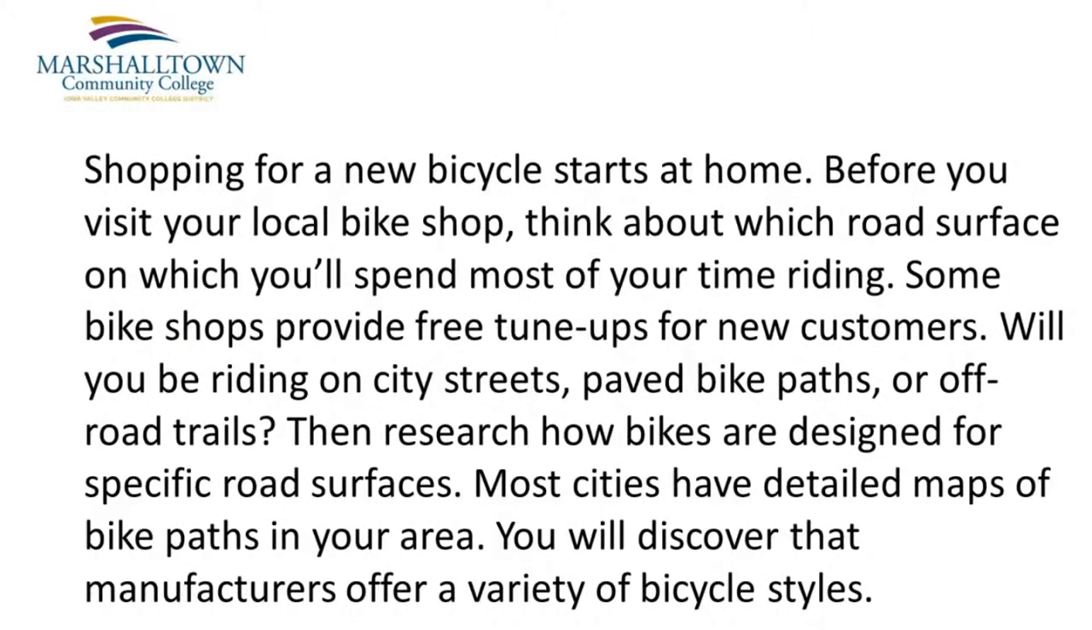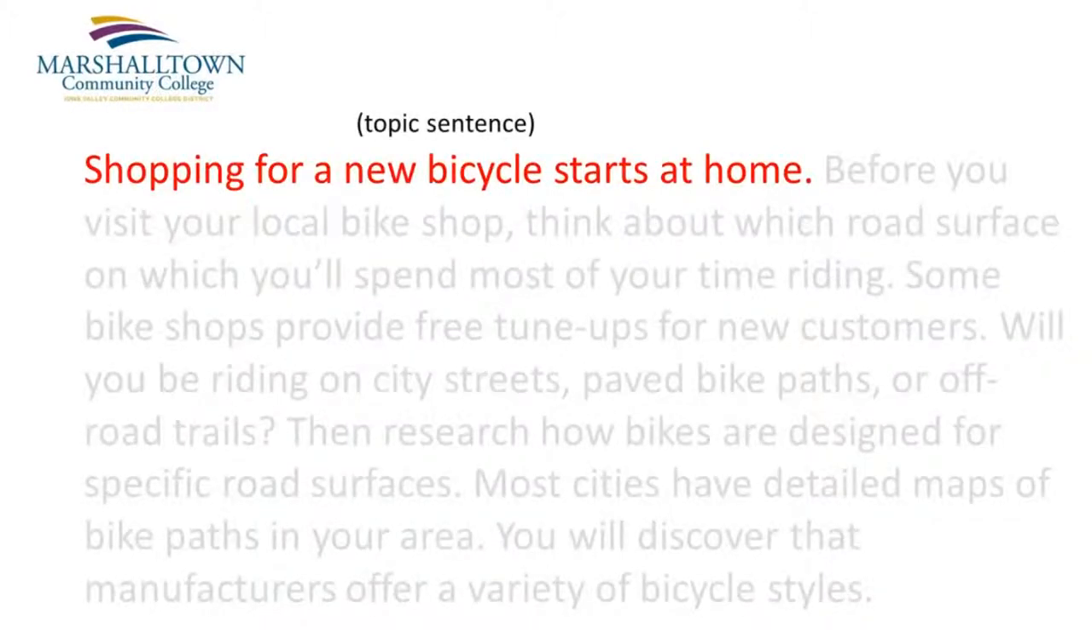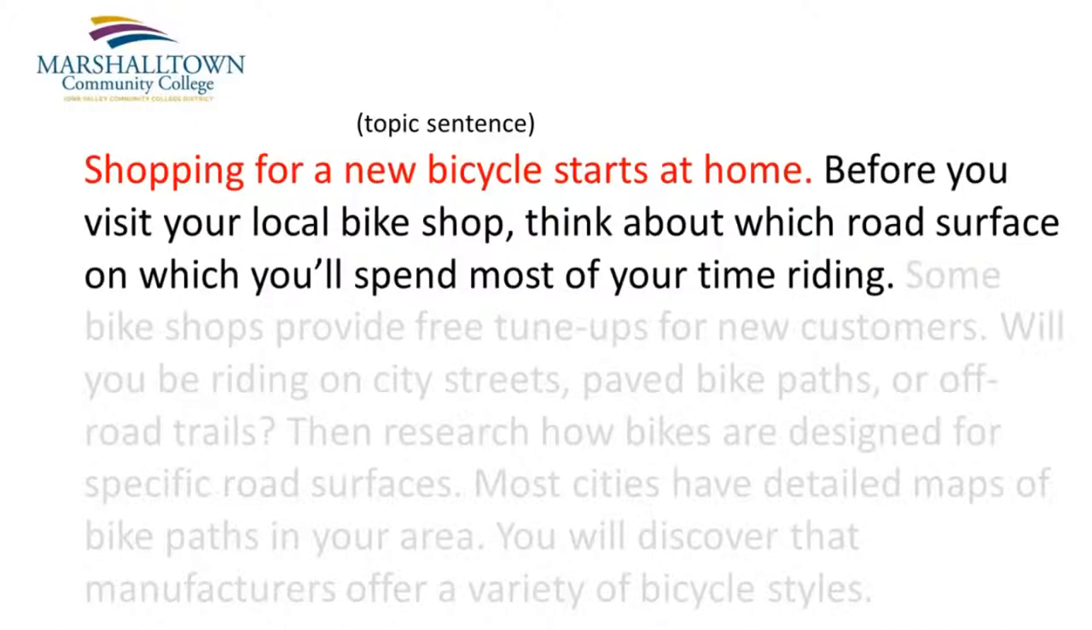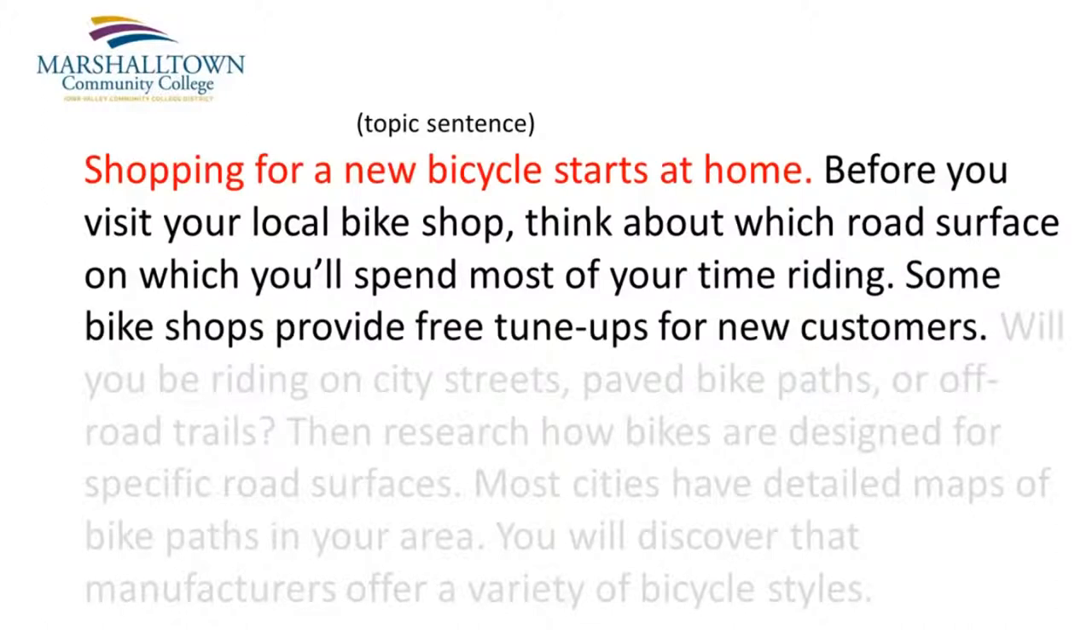Here's an example of a first draft that I wrote. My main point or topic sentence is, shopping for a new bicycle starts at home. From here I go right into the body sentences of the paragraph. Before you visit your local bike shop, think about which road surface on which you'll spend most of your time riding. Does this sound like it's directly related to the topic sentence? I think it does. How about the next sentence?